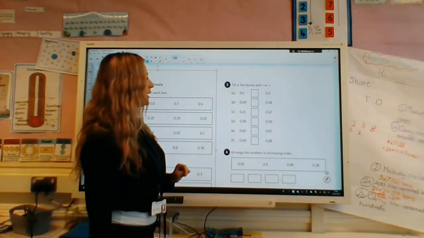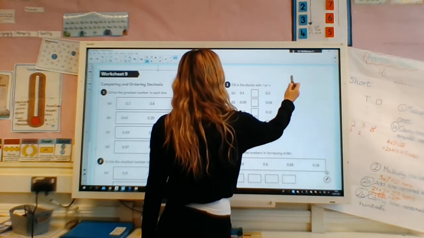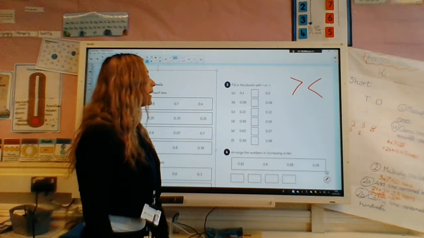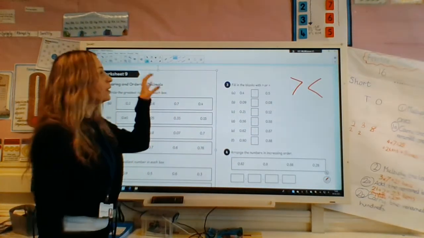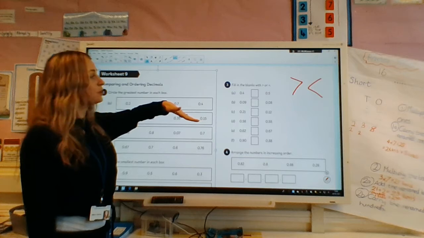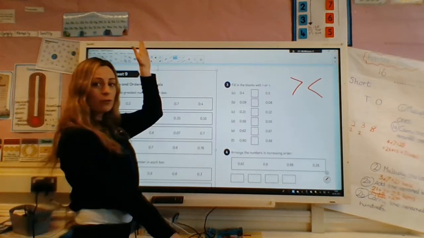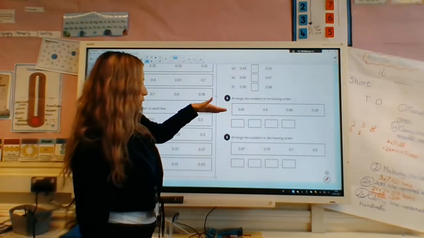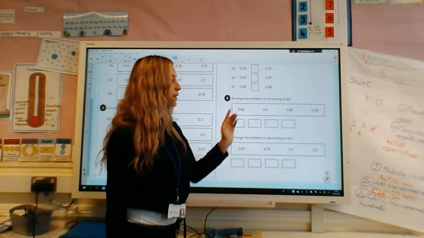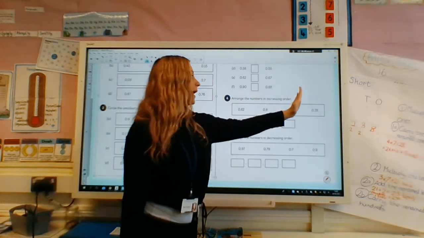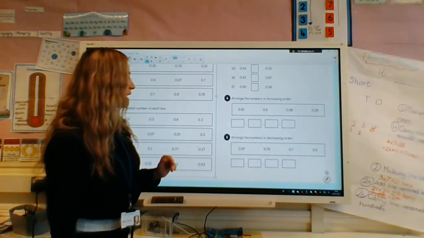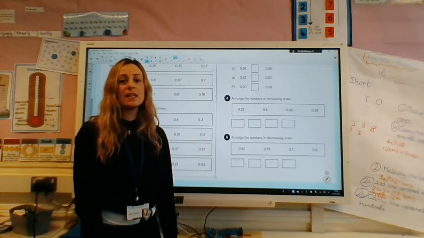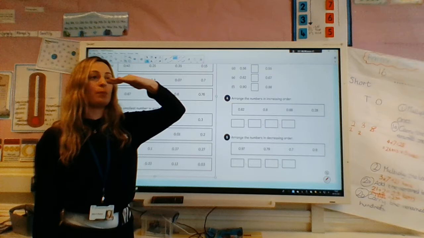And then in question 3, it's asking you to use greater than and less than symbols. Now remember, the crocodile's mouth eats the biggest number. So we've got 0.4 and 0.5. Do your place values, put each number underneath one another and see which one is the biggest number, and the crocodile eats the biggest number. Then question 4 and 5, you have to order these numbers. This one says in increasing order, which means you start at the smallest and end with the biggest. This one says arrange them in decreasing order, so you start at the greatest and you end with the smallest. You will not have a problem with this as long as you put your place value at the top and put each number underneath one another.